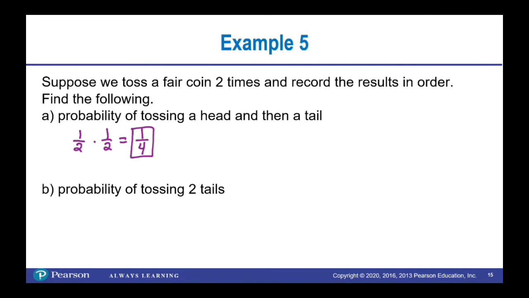Look at part B. The probability of tossing 2 tails. The probability of tossing a tail is 1 out of 2 possible outcomes times 1 out of 2 because I'm tossing 2 tails. Again, multiply the numerators and multiply the denominators gives us 1/4. In the second video, we'll pick up with multi-stage experiments without replacement.